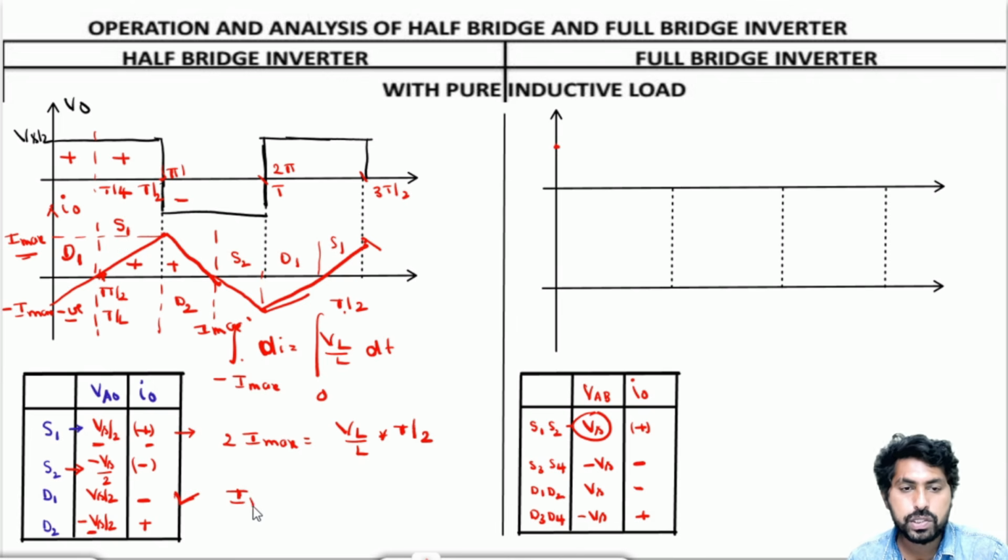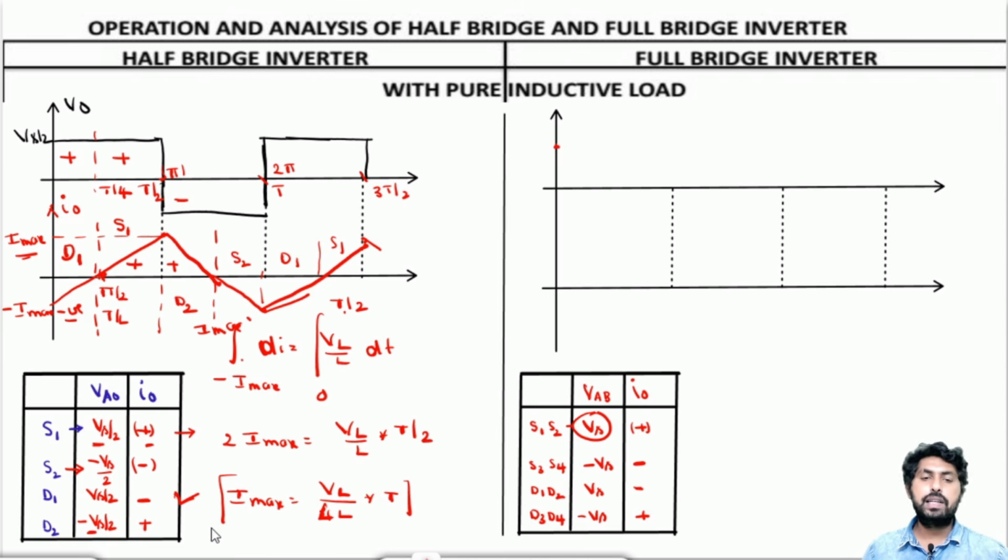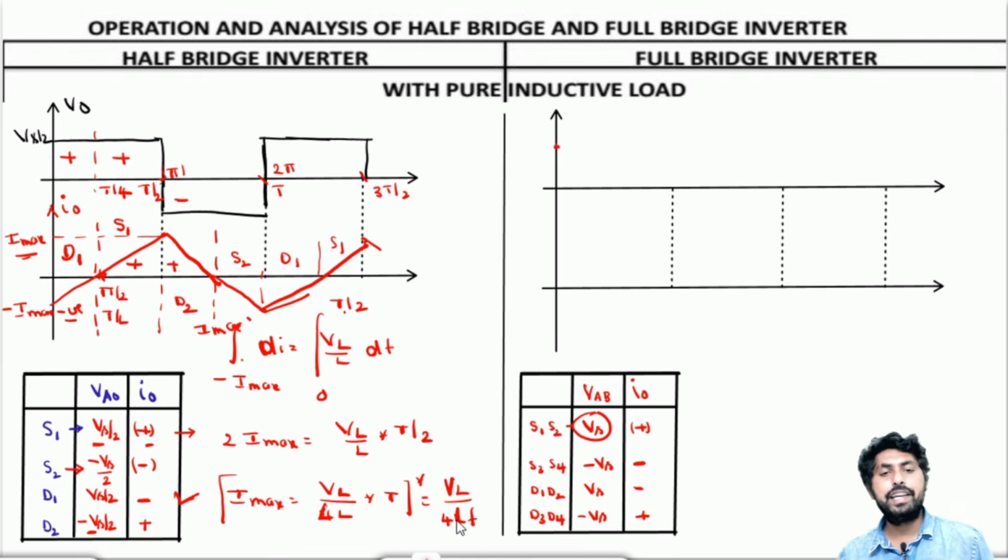So Imax equals VL by 4L into T, or VL by 4LF. We can also represent it as VL by 4L into F. This is the maximum value of the current, where T equals 1 by F.